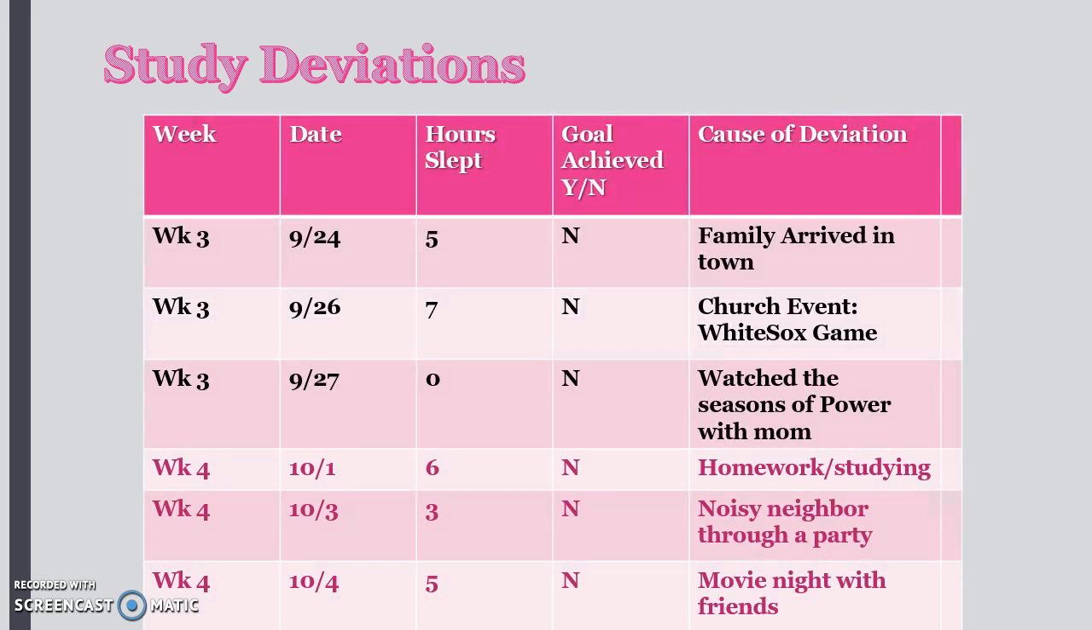Okay, and so here, just magnifying the previous slide, here are the deviations for weeks 3 and 4. Pretty much for the 27th of week 3, the goal was not achieved. I did not sleep that night because I stayed up binge watching the season of Power with my mom. She was in town, and I'm visiting and just spending time with her.